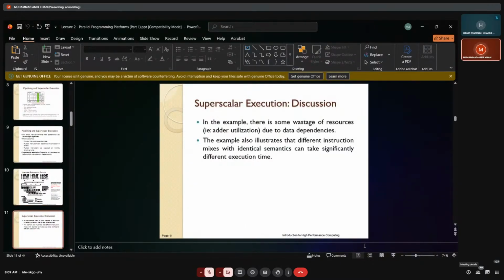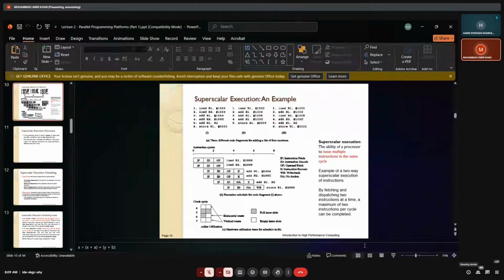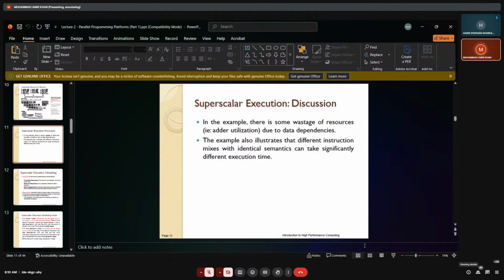In the example, there is some wastage of resources, like underutilization, due to data dependency. Here we have a data dependency. For example, NA means no action. Why no action? Because in this cycle we are waiting for the result of the previous instruction. In this cycle we are also waiting for the previous instruction result. So this is what we call data dependency. I already gave the example.